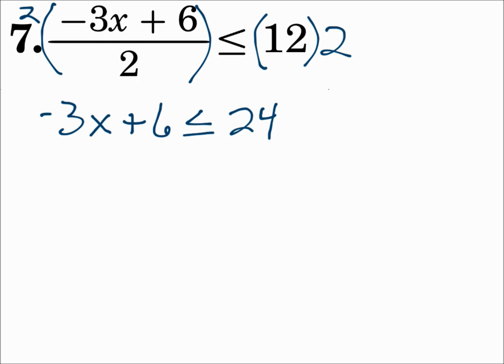There's no like terms to combine. Now add or subtract. The variables are all together, so move the constants. There's a 6 over there added to the x's. Do the opposite and subtract 6 from each side. The 6's cancel on the left, leaving a negative 3x. And 24 minus 6 is 18.